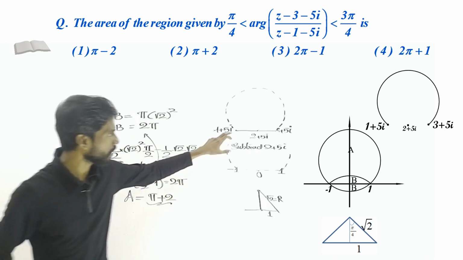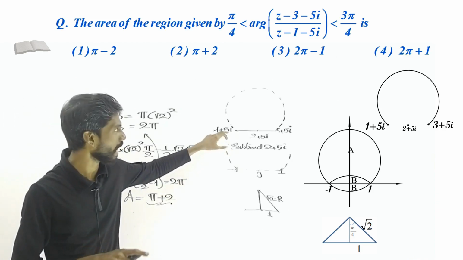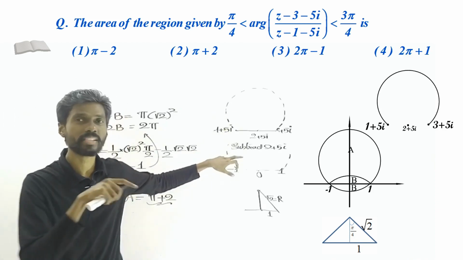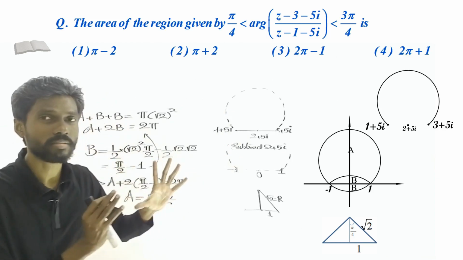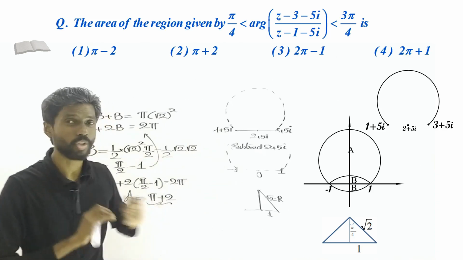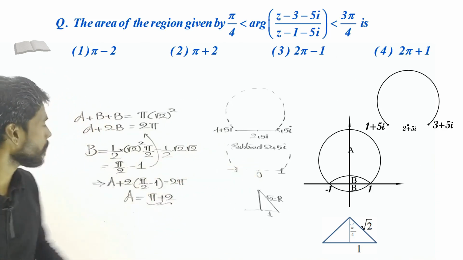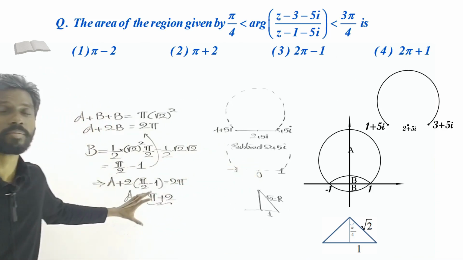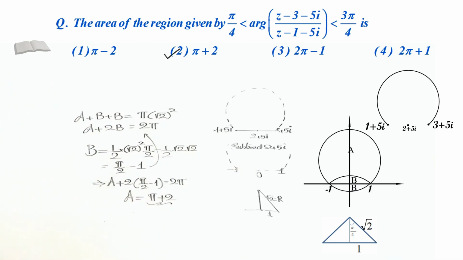See, so we identify the locus. Right, so that is the part of the circle, right? That is the region between these two arcs, right? So apart from that, there is no complex number here, simply geometry. All right, so that's all. So just using the basic geometry, we get the answer, the area of the region pi plus 2.